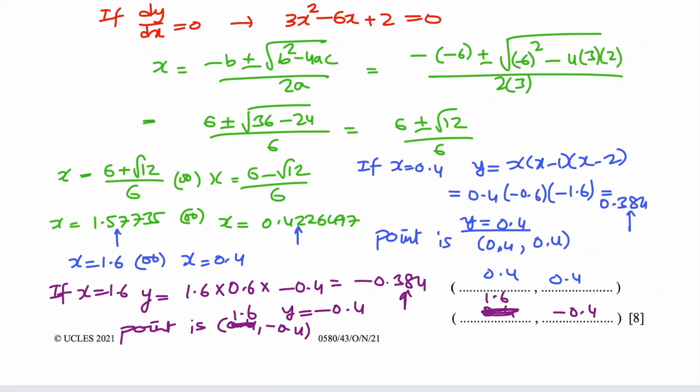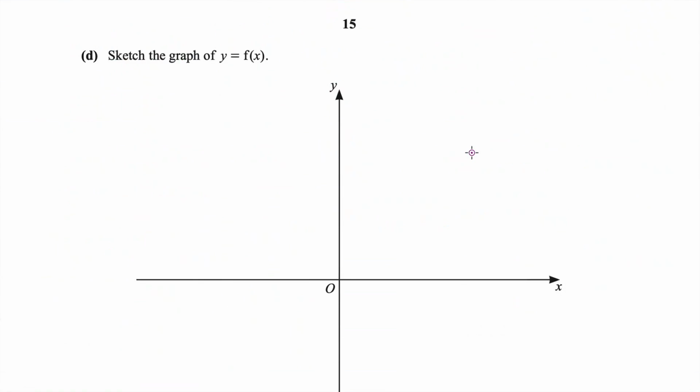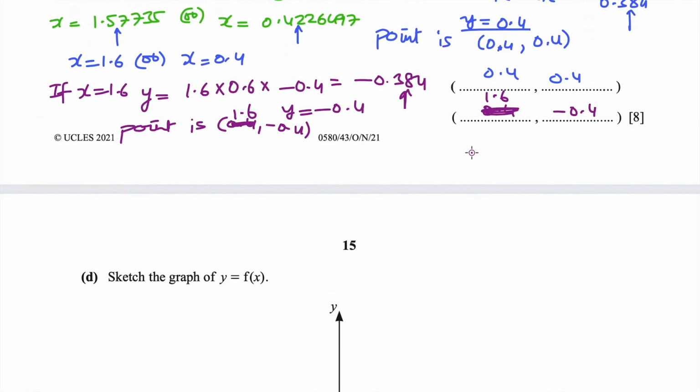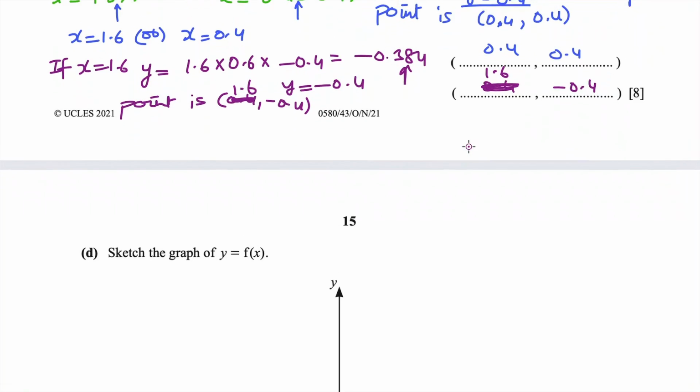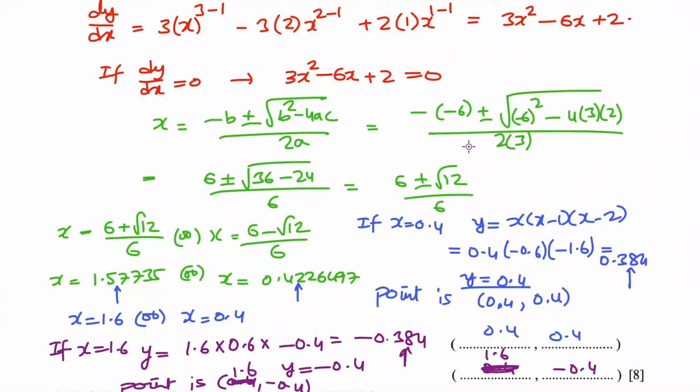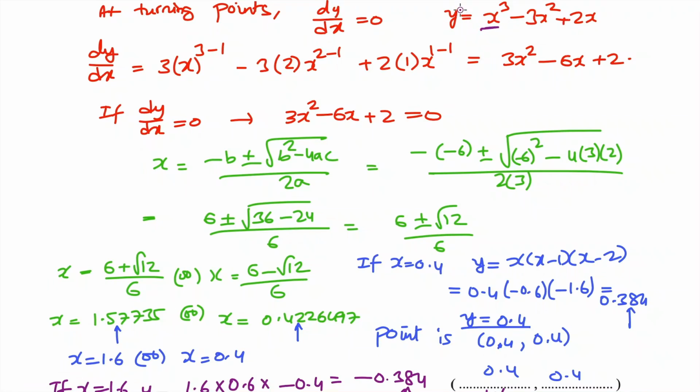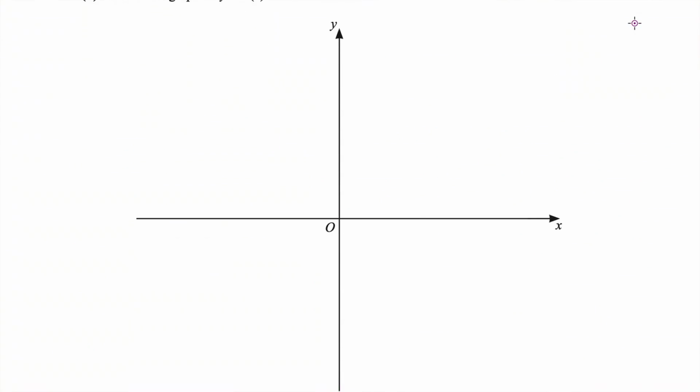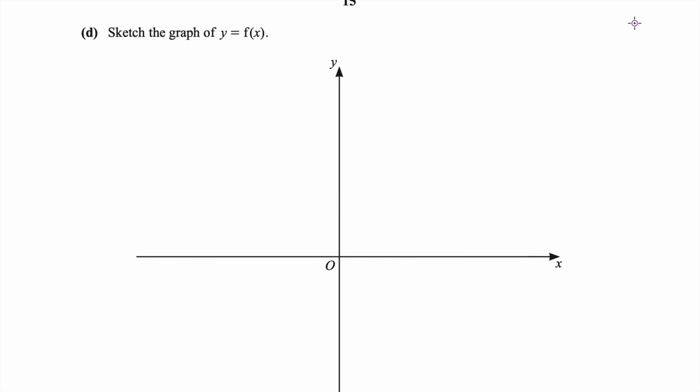So let us go into the other part, part D. Sketch the graph of y is equal to f of x. So we have seen that there is one turning point at 0.4, 0.4, one turning point at 1.6, minus 0.4, and since x cube is positive, as x tends to infinity, y tends to infinity, y also keeps on increasing, and so it would end up at positive x-axis. So let us try to draw it. It will have a shape something like this.